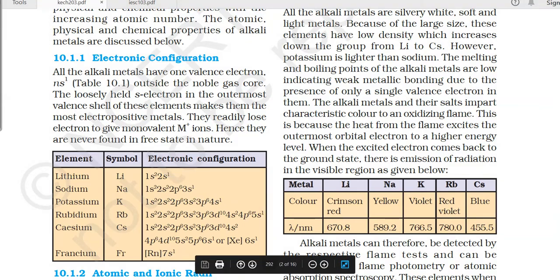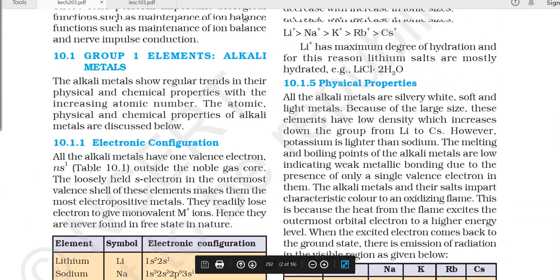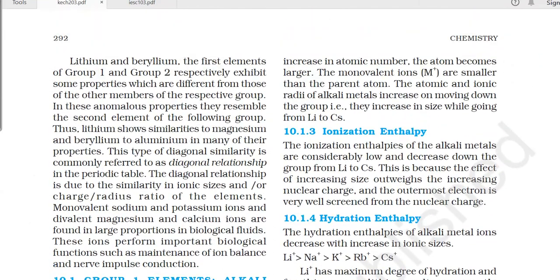Let's move further and see the next topic, the ionization enthalpy. One more thing can be discussed here. As we are moving down in the group, from lithium with 2s1 till francium, we will see 7s1. The last electron filled in francium is 7s1. So the size is increasing, and with the increase in size on going down the group, the chances of donation of electrons will also increase.